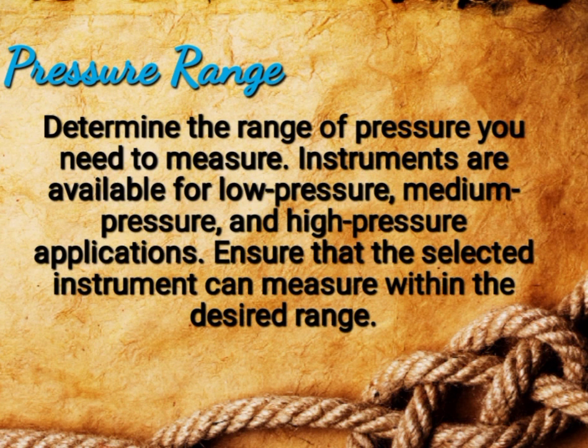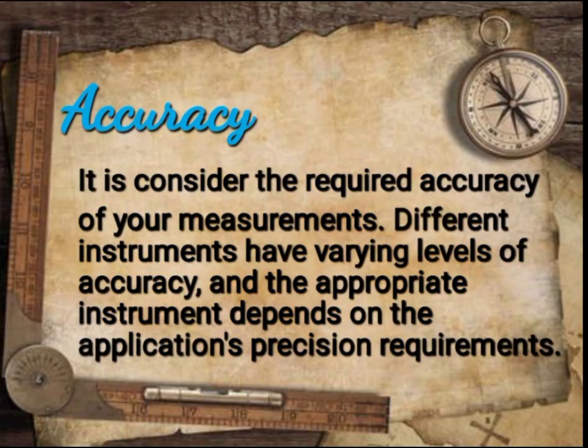So selecting the appropriate pressure range ensures accurate measurement and prevents damage to the instrument due to exceeding its operational limits. The second one is accuracy. Consider the required accuracy of your measurements. Different instruments have varying levels of accuracy, and the appropriate instrument depends on the application's precision requirements.